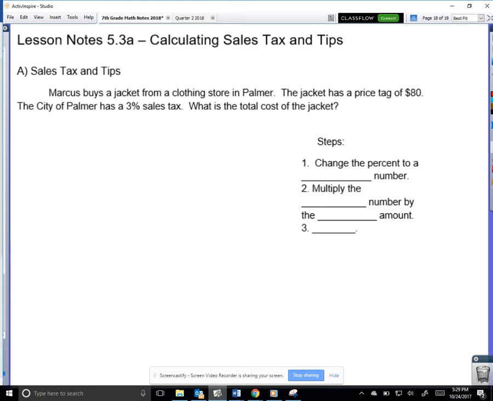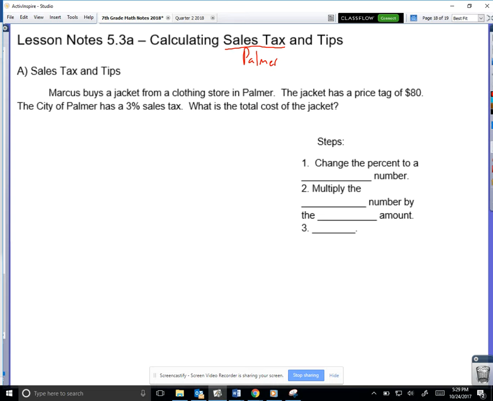Like if you go buy something in Palmer or Wasilla, I'll just put Palmer here because that's where we're at. If you buy something in Palmer, you get sales tax, all right? You get charged sales tax on top of the price. It's the way the city makes some money to pay for things like taking out your trash, plowing the roads, keeping all the lawns mowed around here in Palmer, sweeping the streets, whatever.